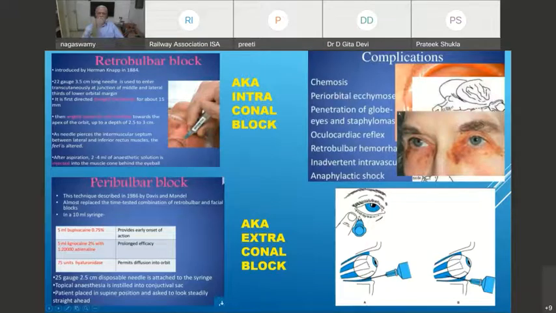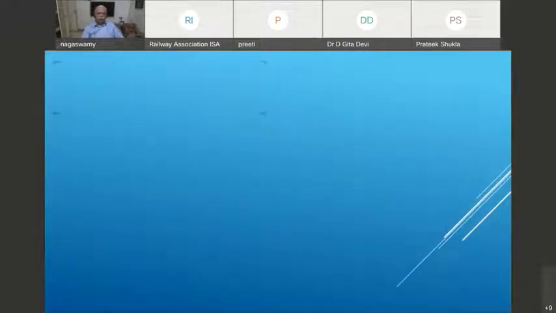So the complications are, it can produce chemosis, periorbital ecchymosis, and penetration of globe, staphyloma, oculocardiac reflex, retrobulbar hemorrhage, inadvertent intravascular injection or anaphylactic shock, or a subdural injection is also possible with retrobulbar.